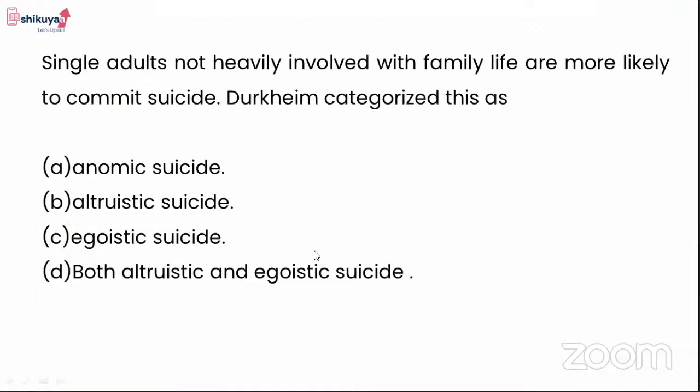Now, what was our question? Single adults not heavily involved with family life are more likely to commit suicide, under which type is it categorized? Sorry, it is C, egoistic. Very nice. What is altruistic suicide? We'll get to that question further on. Don't worry. So C is your answer. See how simple the question is. You have to just understand the given passage. These are very obvious answers. Inferred types of questions are also asked.